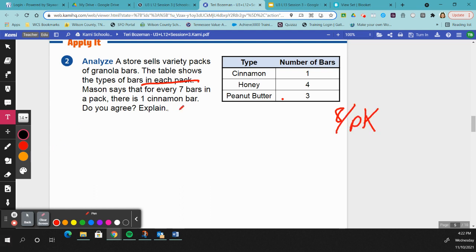Mason says that for every 7 bars in a pack, there is 1 cinnamon bar. Well, there is 1 cinnamon bar for every 7 bars in a pack. So you decide, do you agree or disagree, and explain. And I will ask that you do that one on your own. So, is there 1 cinnamon bar for every 7 bars in a pack? And then you have to explain that.